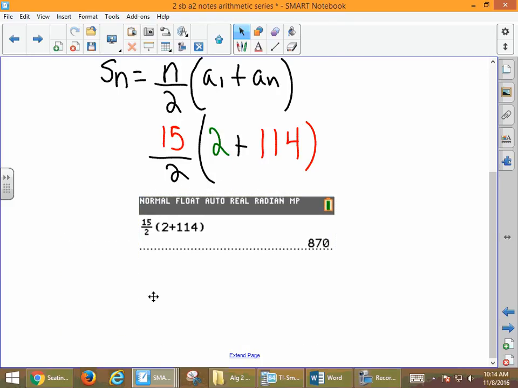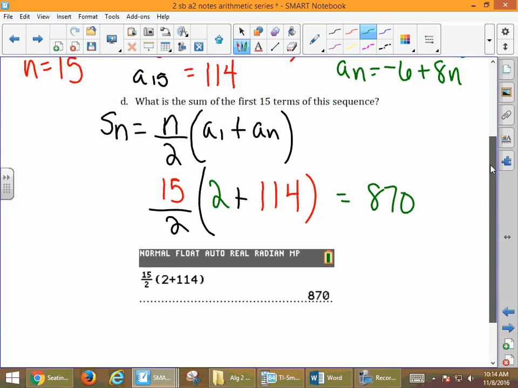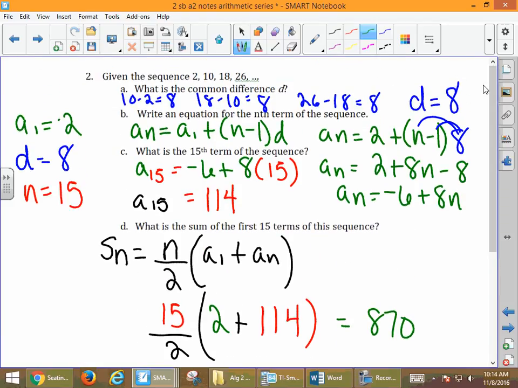What does that mean? That means that if we added 2 plus 10 plus 18 plus 26 all the way up to 114, we'd have 870. And again, since it's only 15 terms, we probably can go 2 plus 10 plus 18 plus 26, whatever the values are there.